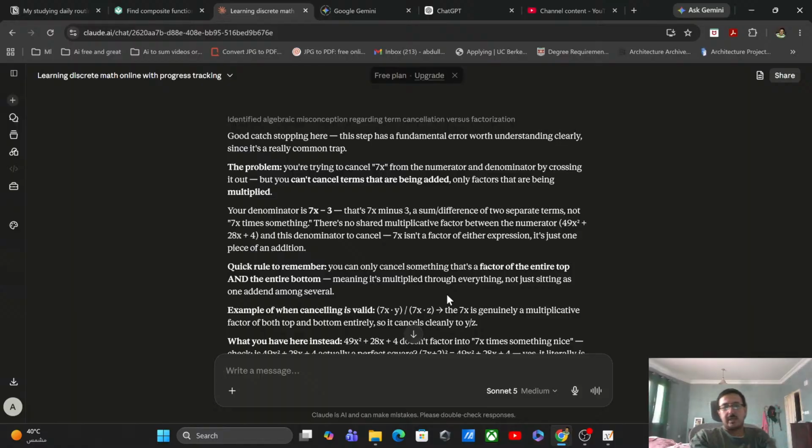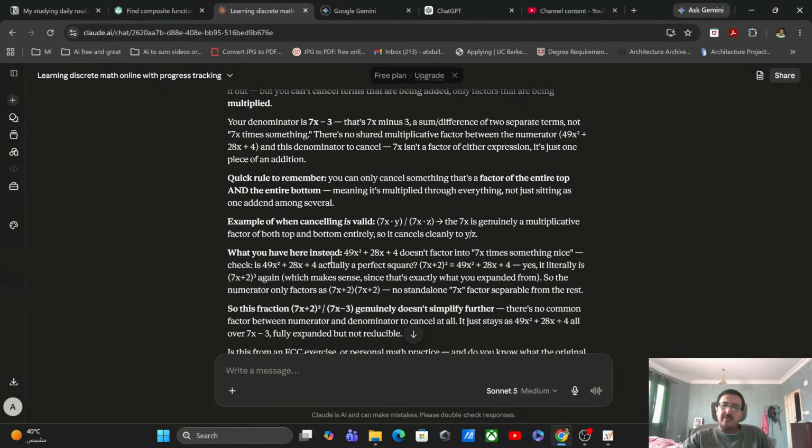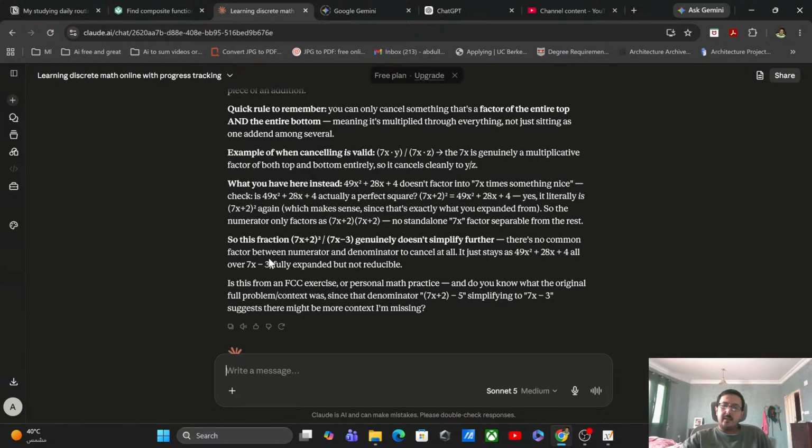Example for when cancelling is valid: there is a multiplicative factor of both, 7. So it cancels cleanly. So multiplication. Yep. So it's cancelled. What you have there is that, yeah. So this fraction generally doesn't simplify further.